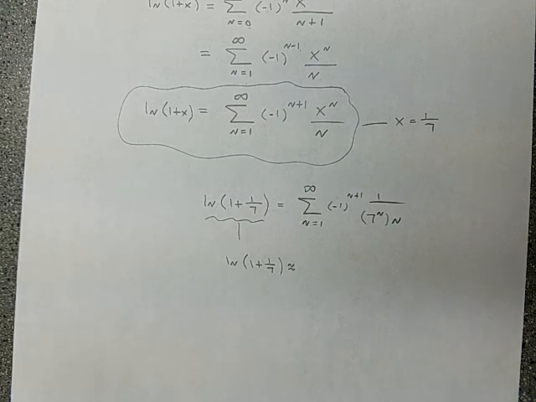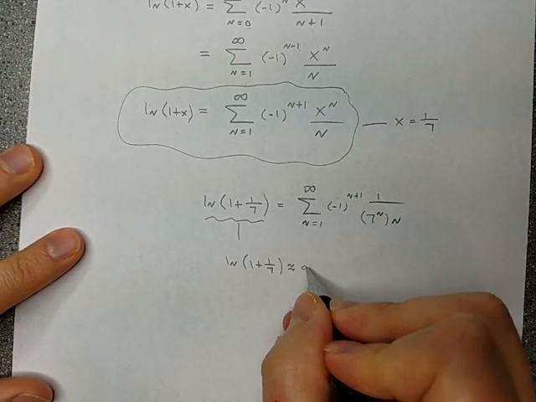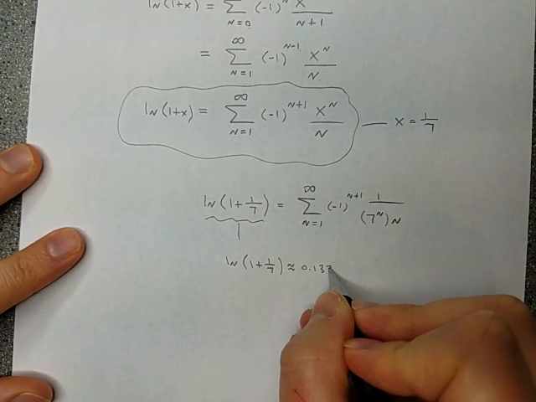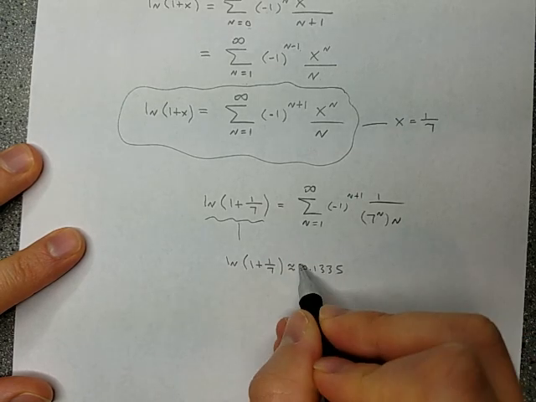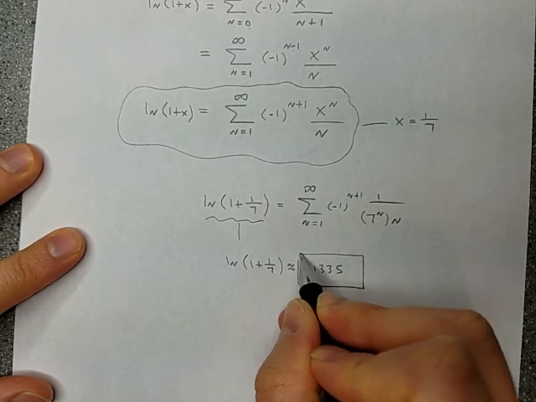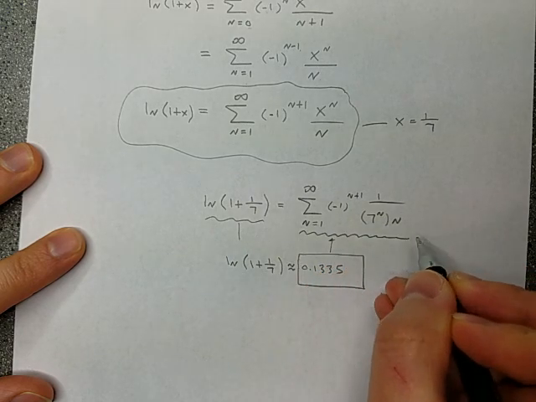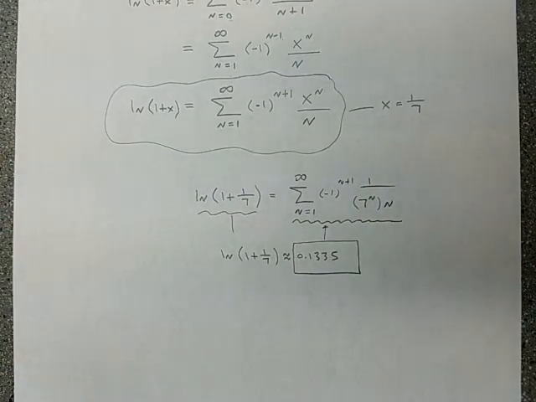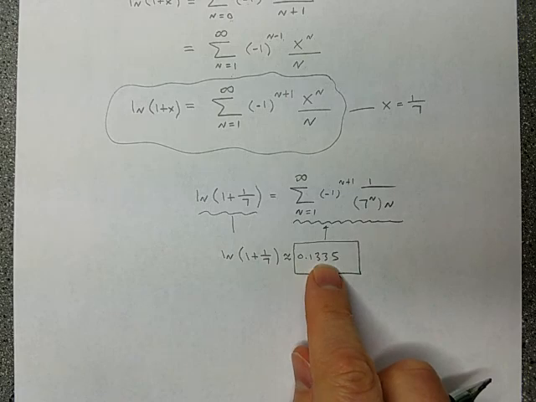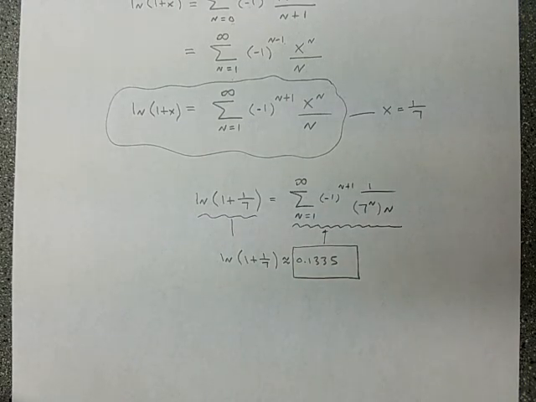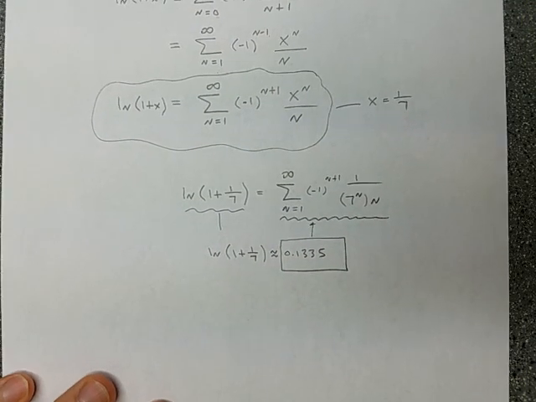Calculate it to so many decimal places. You'll get 0.1335. It's about 0.1335. Okay. So that's what this is. If you wrote that series out and you start doing all the math, that's about what you'd get with some rounding. Okay. So, all right, that's how that one works. Let's look at a few more.